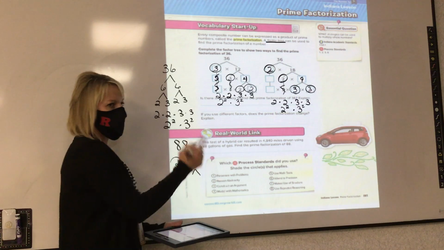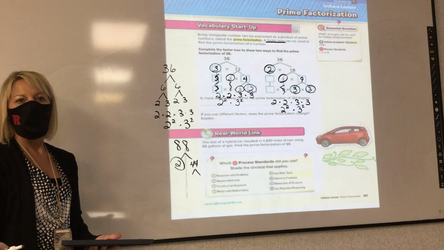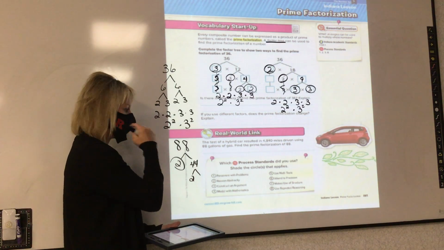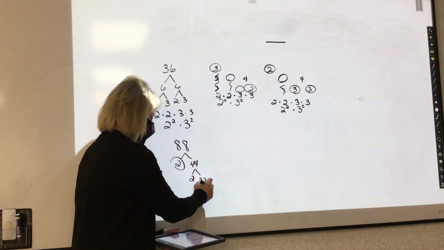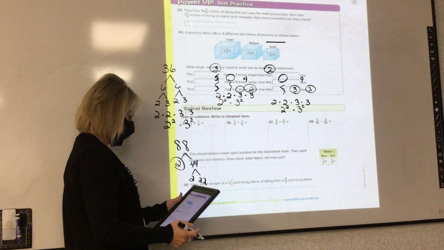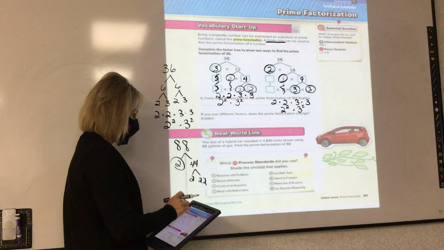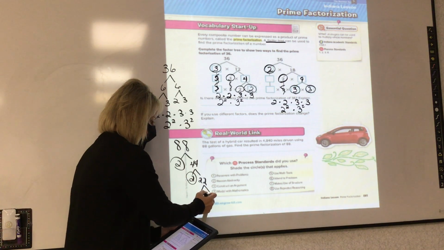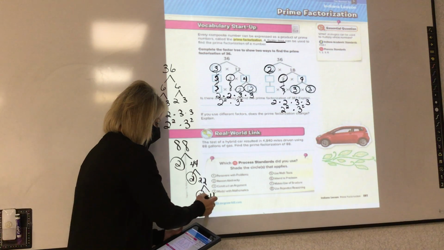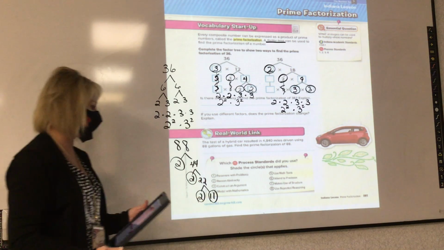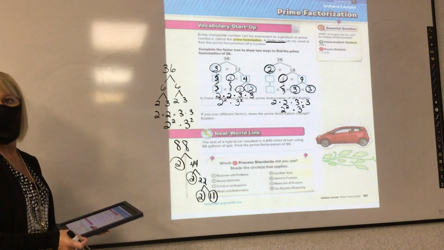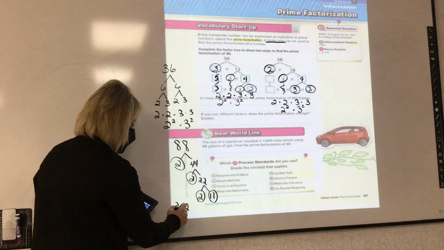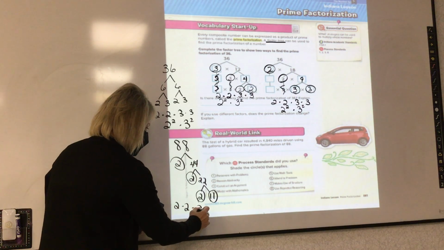44. Is it even or odd? It's even. So I'm going to divide it by 2. So 2 times what gives me 44? 22. Circle the 2. 22 is still even, so it's 2 times 11. Circle, and 11 is also prime. So there is my prime factorization. But you need to write it out. 2 times 2 times 2, and then times 11.